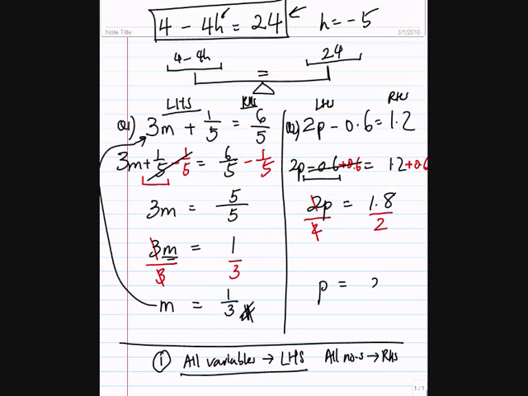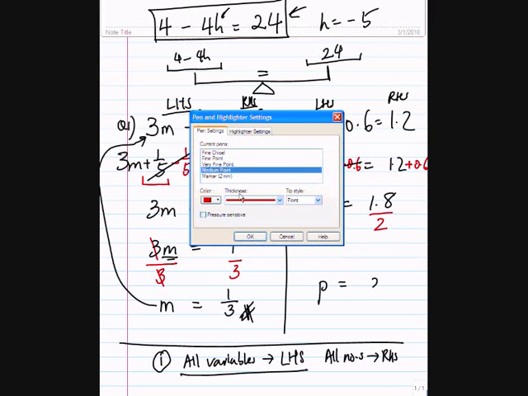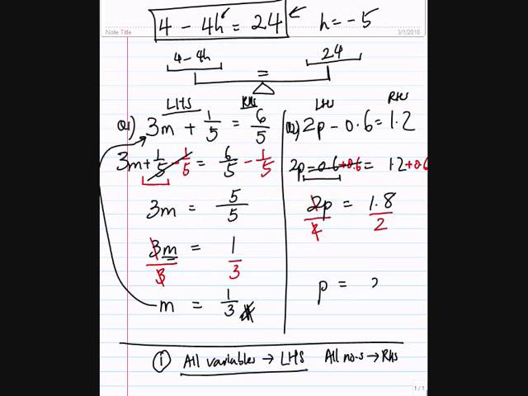On the right hand side of the equation, I will have 1.8 divided by 2. Pressing the calculator, 1.8 divided by 2, I get 0.9. To check whether 0.9 is the correct answer to the equation, I will need to substitute p equals 0.9 back into this equation here.